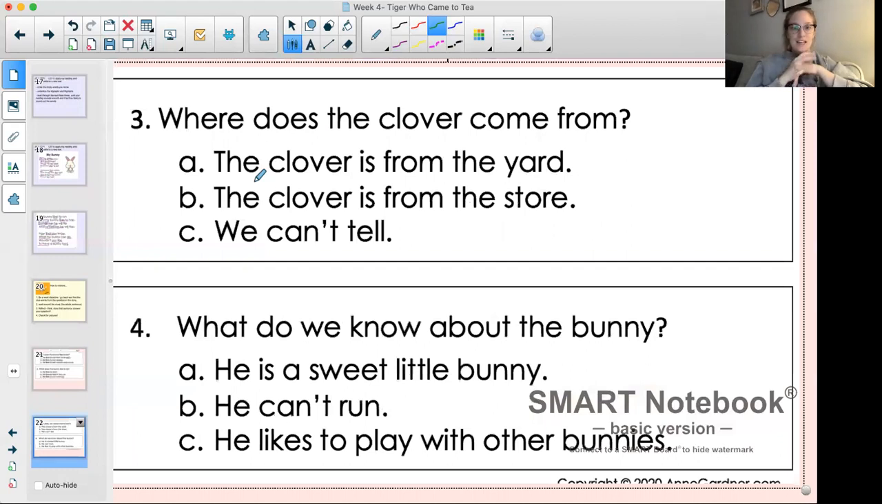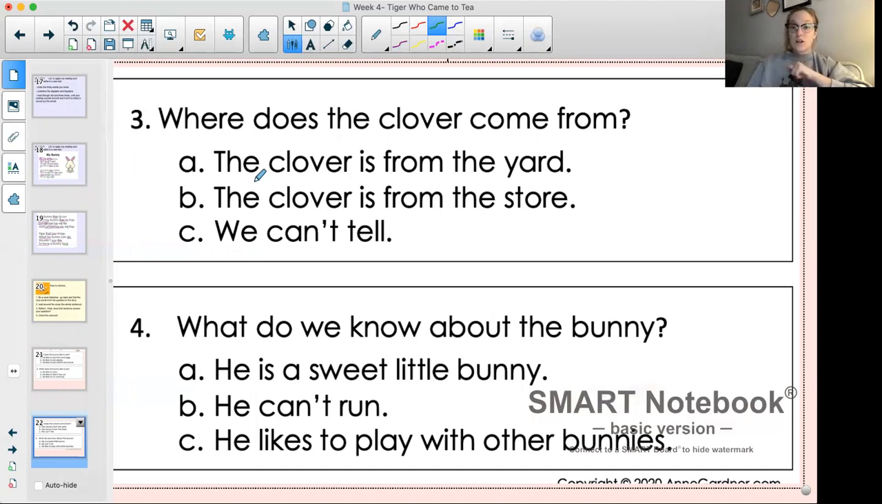All right, number 3, where does the clover come from? A, the clover is from the yard. B, the clover is from the store. Or C, we can't tell, we don't know.